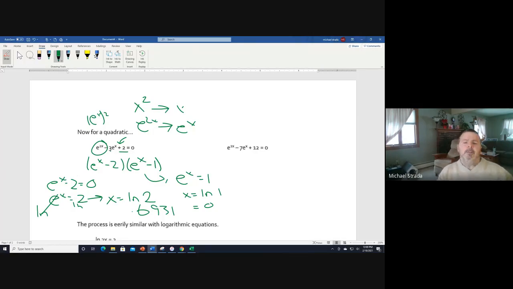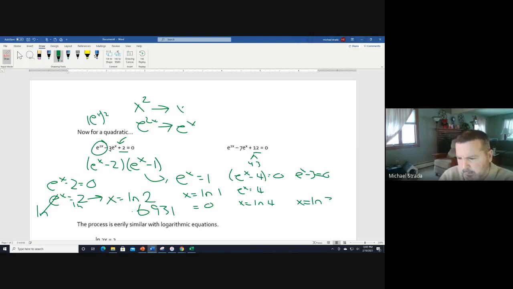E to the 2x minus 7 e to the x plus 12 equals 0. I look at my 12. That breaks down into 4 and 3. Those add up to 7. So that would become e to the x minus 4 equals 0, and e to the x minus 3 equals 0. This would become e to the x equals 4. Do the natural log of both sides, which will cancel out the e. Get the natural log of 4. You would do the same thing there and you would get the natural log of 3. So basically for those, just make sure you're showing your factoring.